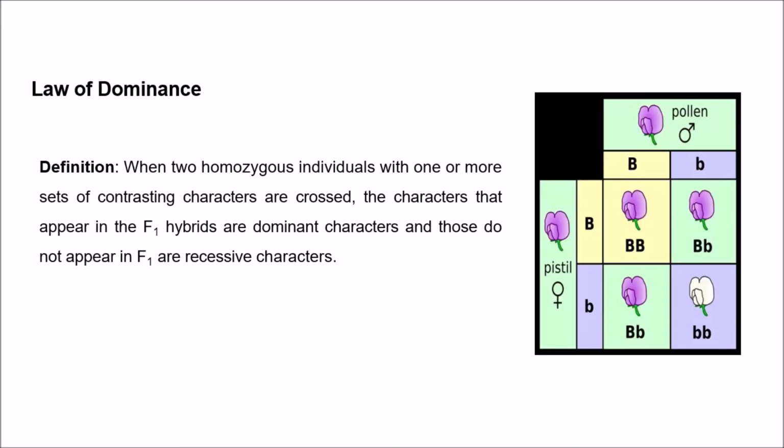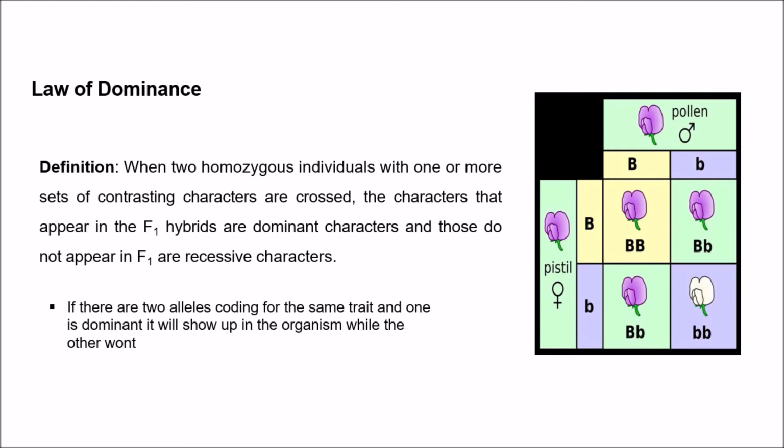You can see the diagram here. If there are two alleles coding for the same trait and one is dominant, it will show up in the organism while the other won't. So when two alleles are coding for the same trait, take color for example, pink or violet or purple, when both are crossed, we will get the dominant one exhibited in F1 while the other one will be recessive, which is in a dormant condition.